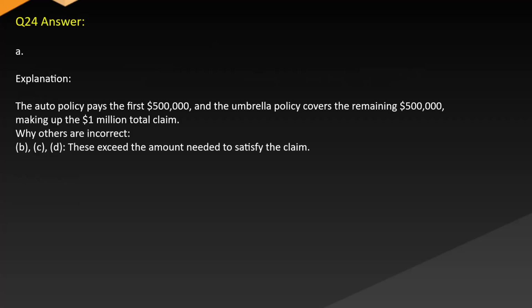Answer A. Explanation. The auto policy pays the first $500,000 and the umbrella policy covers the remaining $500,000, making up the $1 million total claim. Why others are incorrect: B, C, D. These exceed the amount needed to satisfy the claim.